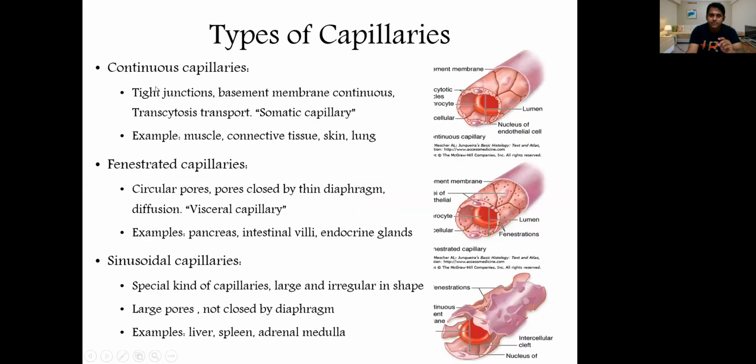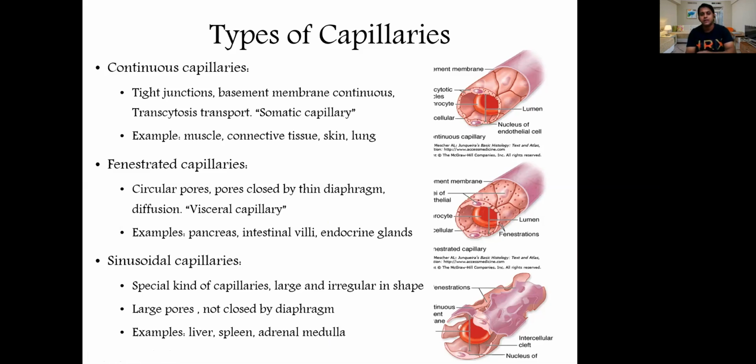Okay. Now let us classify the capillaries. Capillaries are classified as continuous, fenestrated, and sinusoidal. Continuous capillaries are the ones where the endothelial cells form tight junctions with each other, and they rest over the basement membrane. Then how do substances pass through it? They form pinocytic vesicles, and they pass through a transcytosis route. They pass through the cytoplasm of the cell. Okay, such capillaries are also called somatic capillaries.